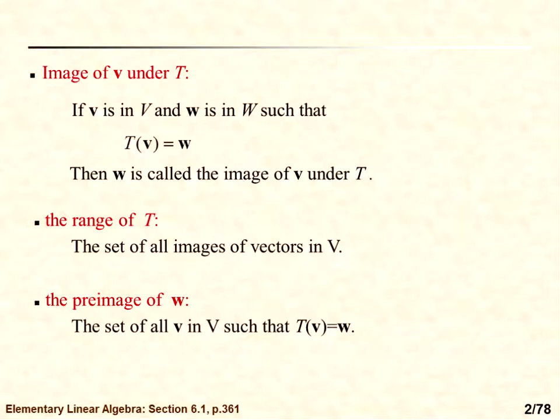First of all, the image of V under T. We will see some definitions, some terminology of this. If v is in V and w is in W, such that the transformation T(v) is equal to w, meaning that if we have two sets, v is an element of capital V and w is an element of capital W, such that T(v) = w. When we transform, it will be w. So w is called the image of v under T. This is the range of T, the set of all images of vectors in V. Similarly, the pre-image of w is the set of all v in V such that T(v) is equal to w. So this is some terminology you have to know.